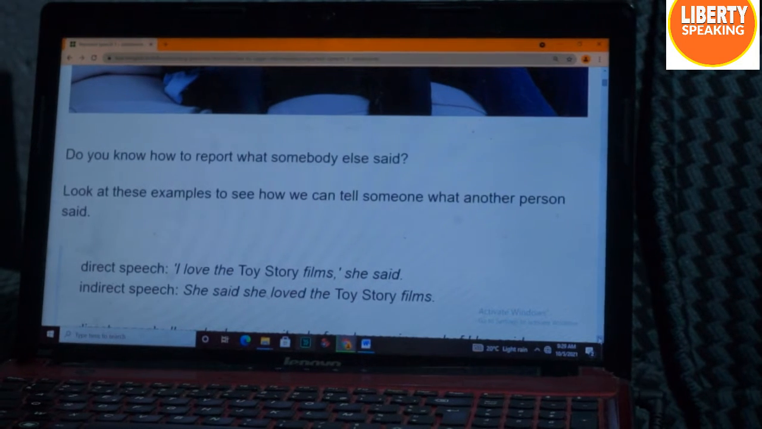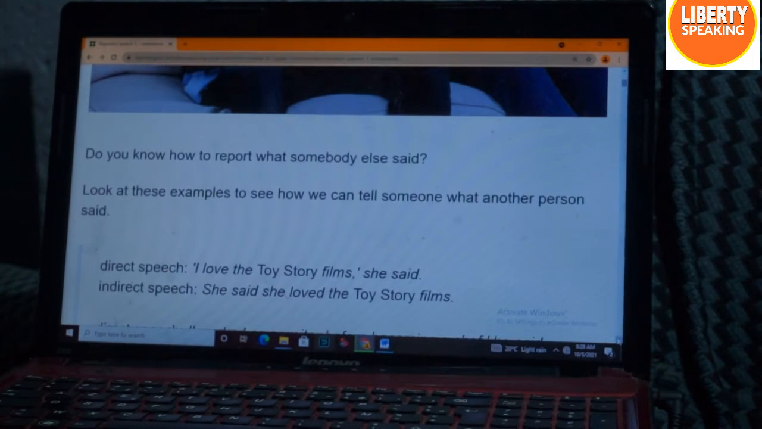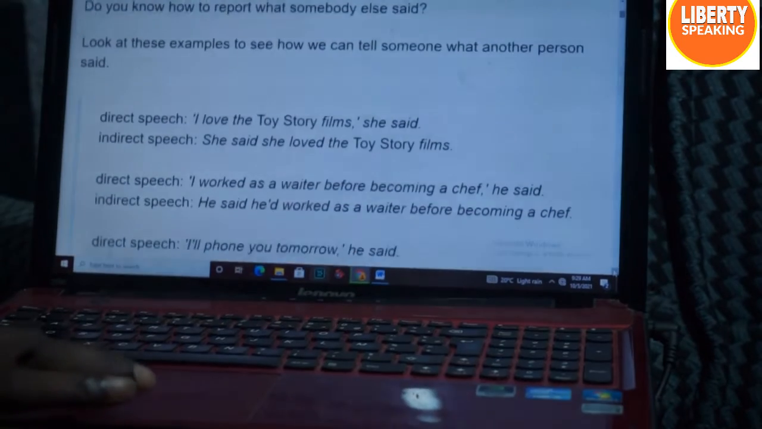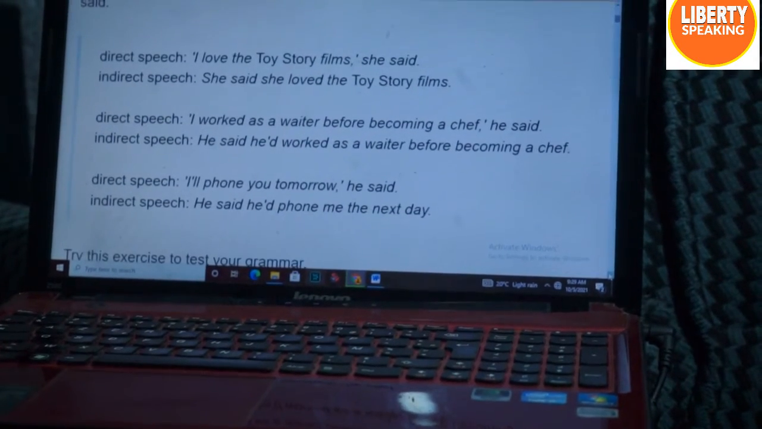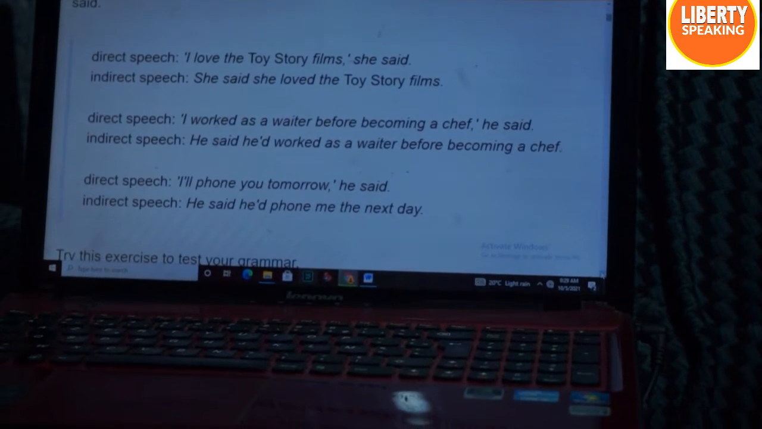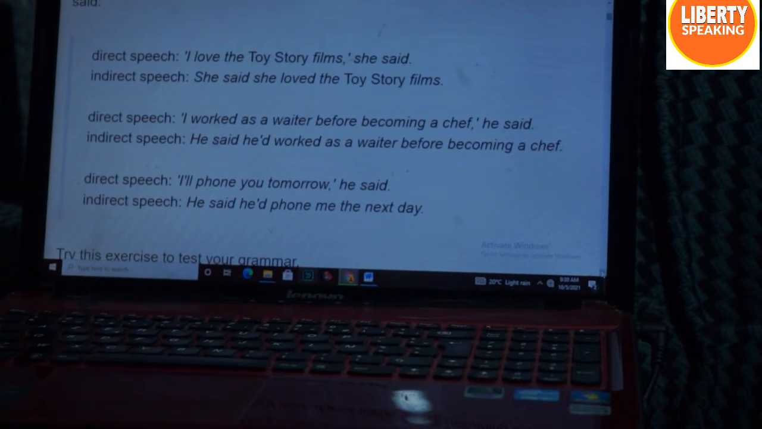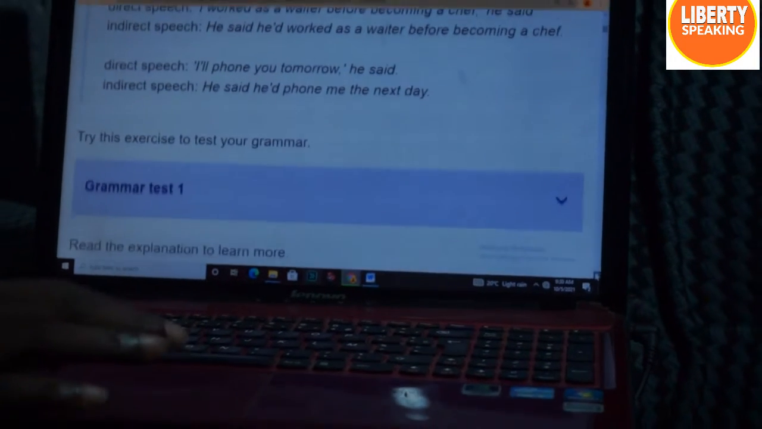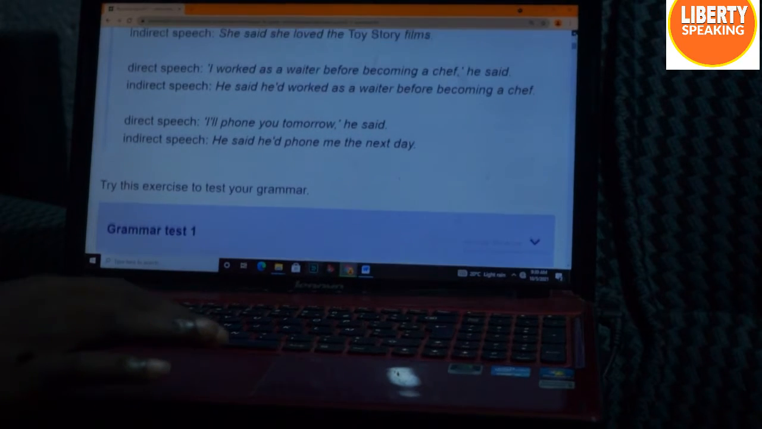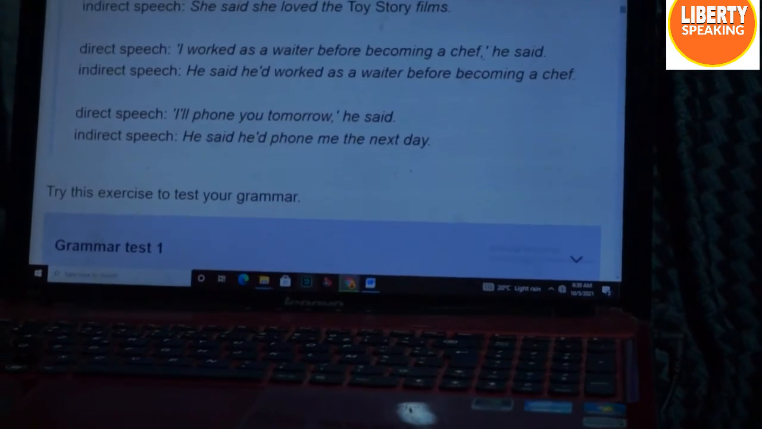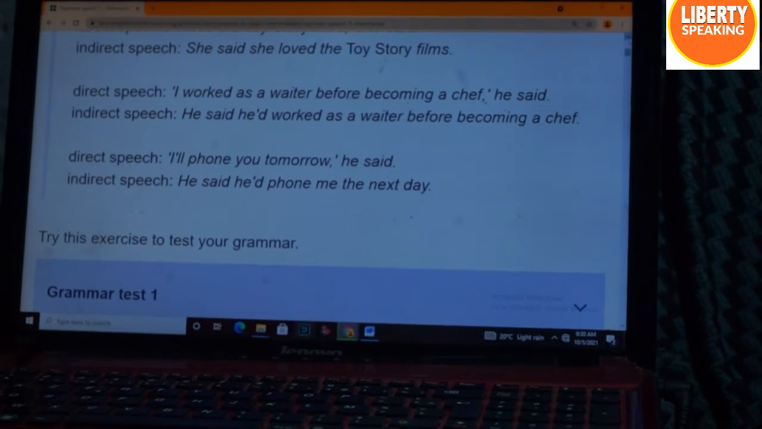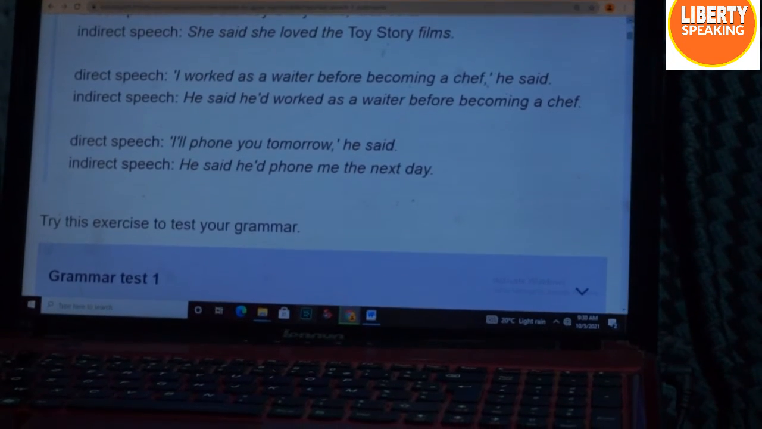Look at these examples to see how we can tell someone what another person said. Now, direct speech: I love the Toy Story films, she said. Indirect speech: She said she loved the Toy Story films. Direct speech is one person saying this, and when it is reported, it is called indirect speech.